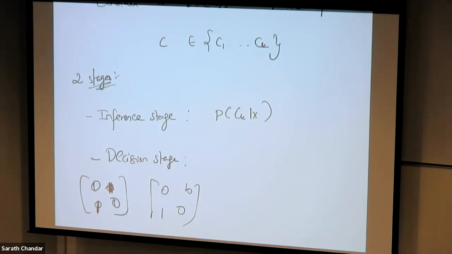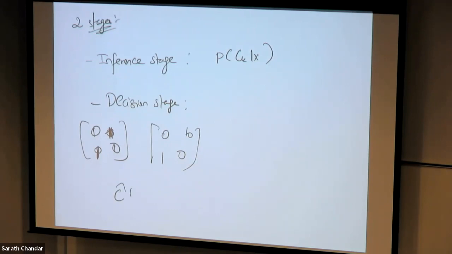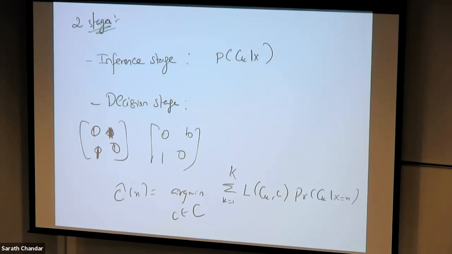So the general equation for C of X is given by arg min over C belonging to the set of classes, summation over k equal to 1 to capital K, L_Ck of C, probability of Ck given X equal to x. So this is basically the price for classifying an observation belonging to Ck to C. If the price is high, then you don't want to make mistakes, so you'll be conservative there. So you will calibrate your decision. So that's why we have a separate decision stage.